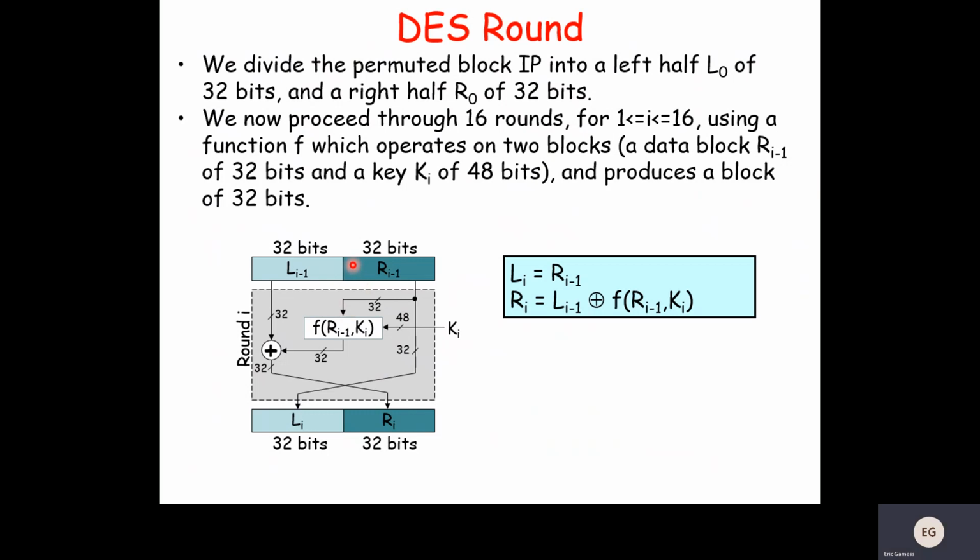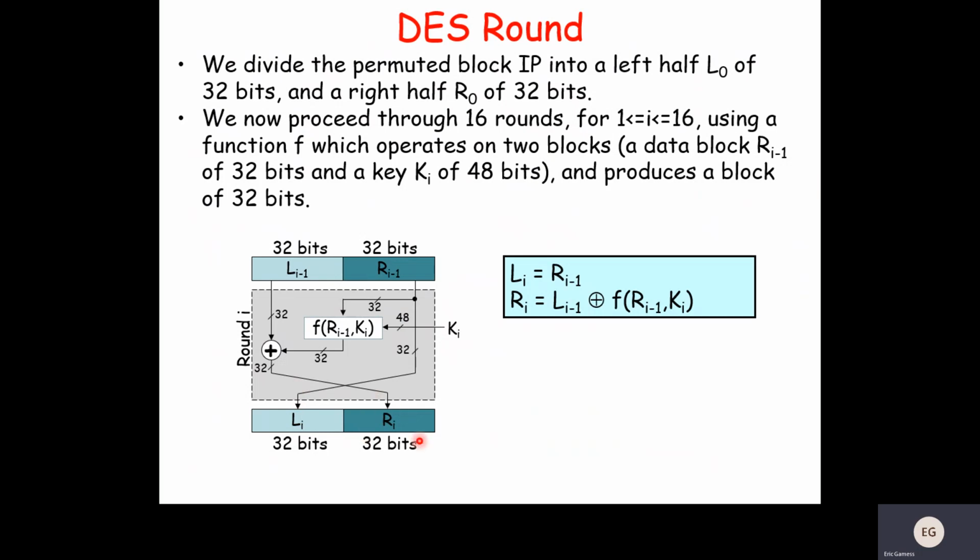The least significant 32 bits, we are going to call them R sub i minus 1. So as you can see, we take these 32 bits, and they will go to the next level as the most significant bits. So the output, which is L sub i, is just a copy of R sub i minus 1. So R sub i minus 1, which is 32 bits, I just copy them as the output.